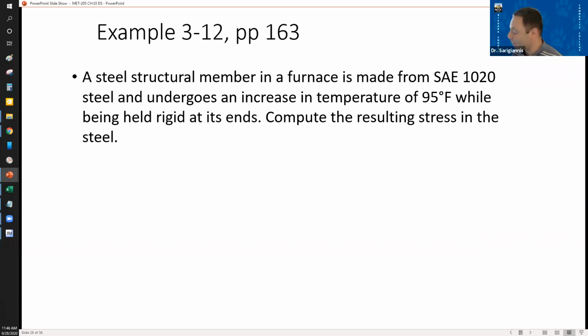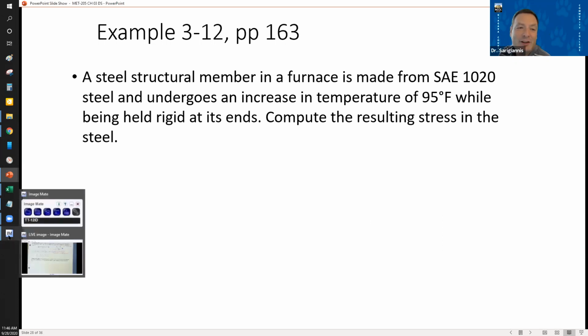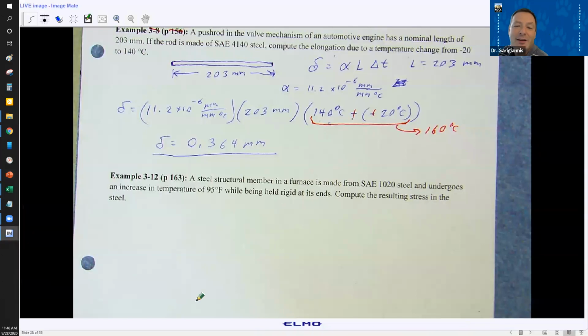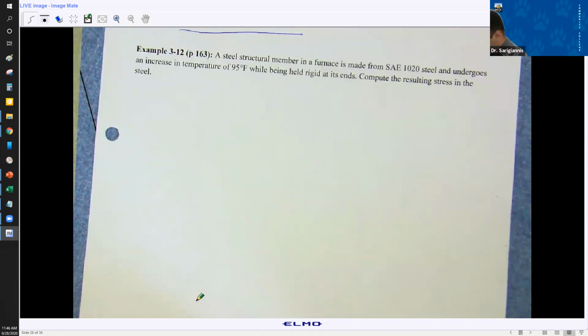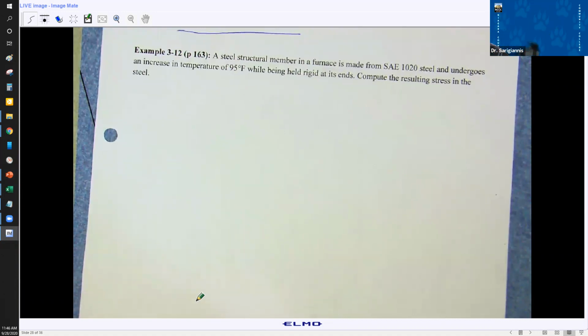Yeah, so this is an example. A steel structural member in a furnace is made from SAE 1020 steel, and it undergoes an increase in temperature of 95 degrees F while being held rigid at its ends. So we're going to compute the resulting stress in the steel. We can get through this problem and then we'll end here.